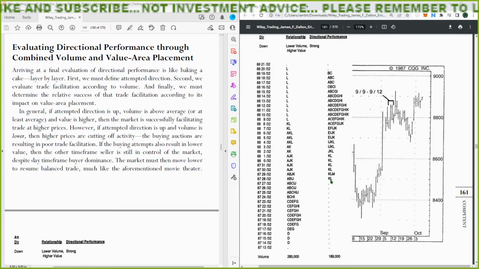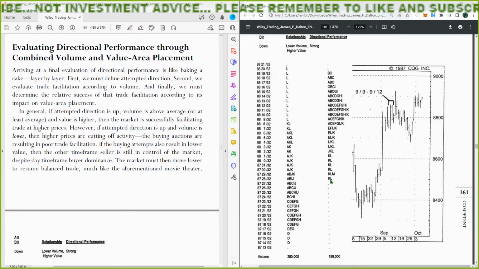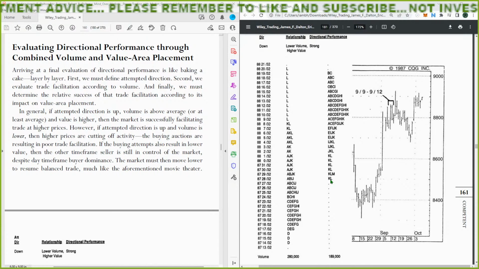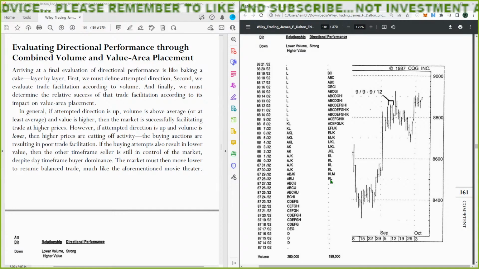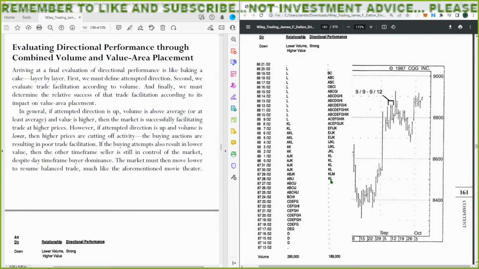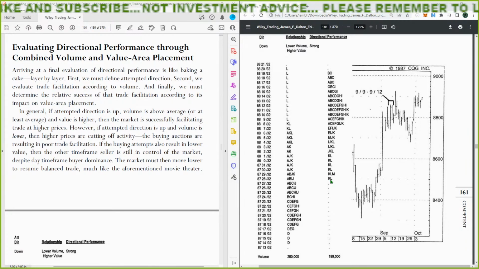Arriving at a final evaluation of directional performance is like baking a cake, layer by layer. First, we must define attempted direction. Second, we must evaluate trade facilitation according to volume. And finally, we must determine the relative success of that trade facilitation according to its impact on value area placement.